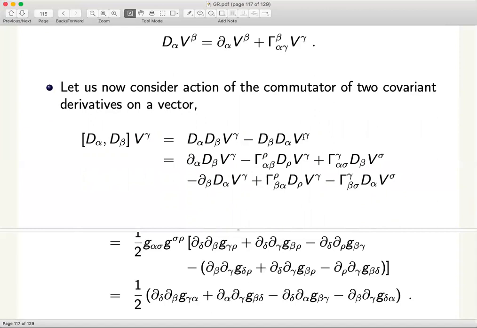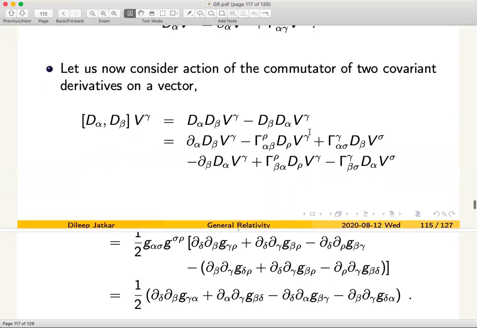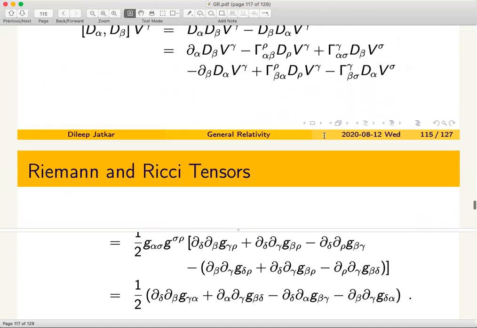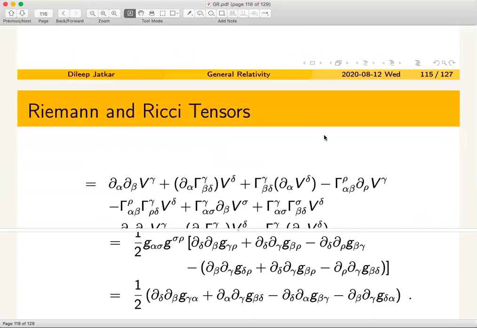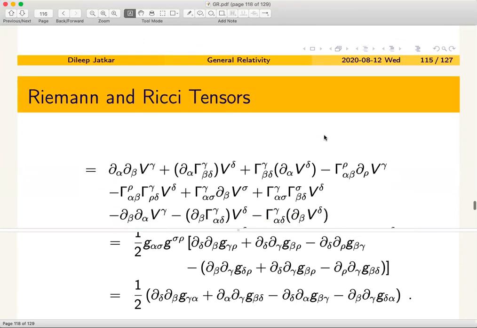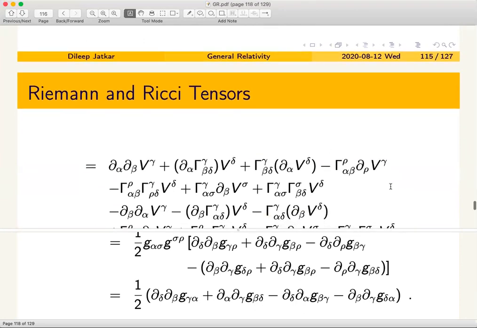Same stuff with d beta acting on d alpha v gamma. So there's a relative sign between them due to commutator, so there is a minus plus minus, but you can check that this expression is just expanding d beta acting on a (1,1) tensor. Okay, fine. So you can expand this out further. Okay, so here's the further expansion of that.